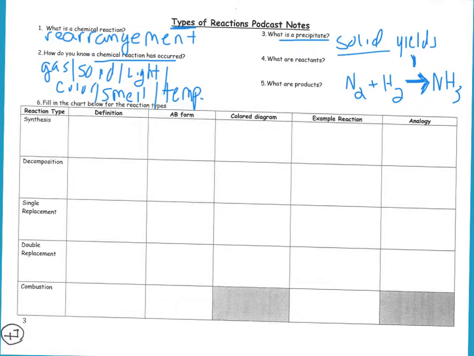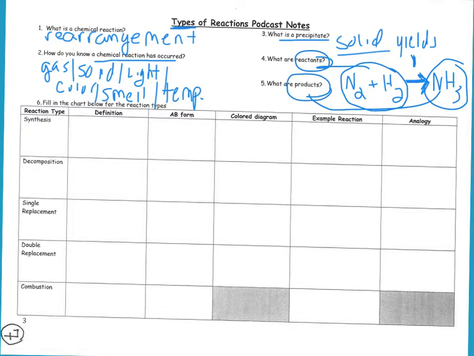So here I have N2 and H2, and collectively these are the things that are about to transform. They are what we call the reactants. On the right side of the arrow, right here, is the new thing that is created out of the old things, and that's what we call the products. So the chemical reaction has really three parts. This whole thing right here is called a chemical equation, where I have reactants and some sort of transformation or yields, and then products.